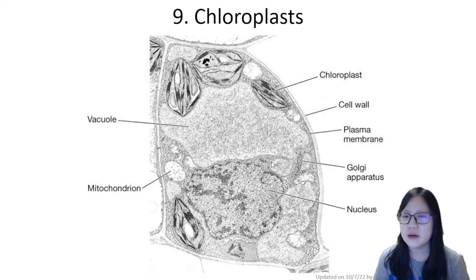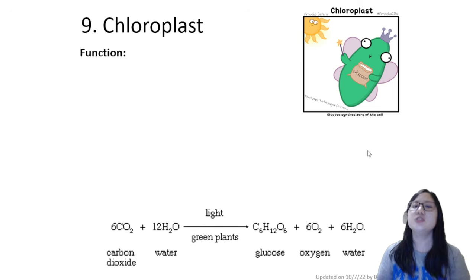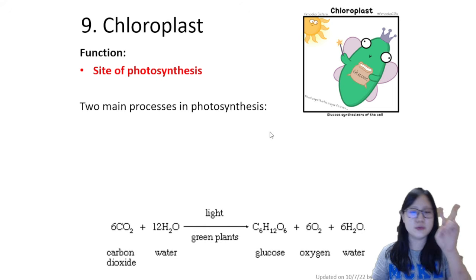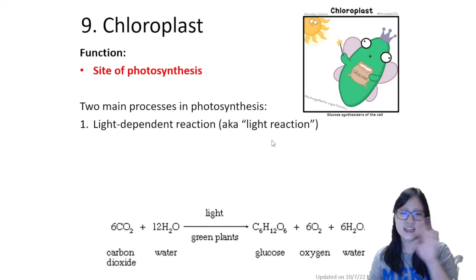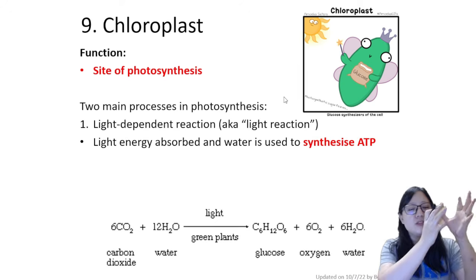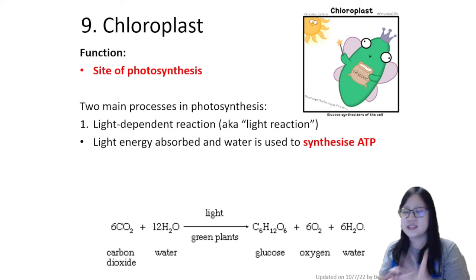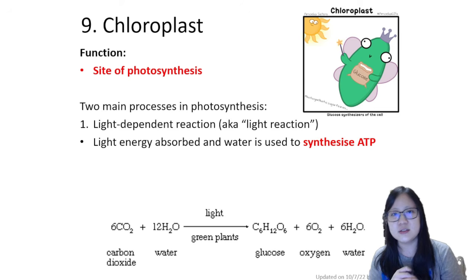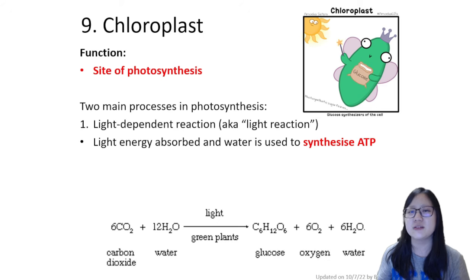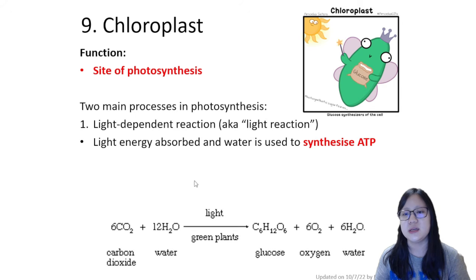Okay, let's talk about the function a little bit. Now, the function, obviously, is the site of photosynthesis. Now, this may come as a surprise because there are two main processes in photosynthesis: the light-dependent reaction, and this is where light energy is absorbed and water is used to synthesize ATP. So surprise, surprise! Mitochondria is not the only powerhouse of the cell, especially in plants, right? Because the chloroplast is able to synthesize ATP as well.